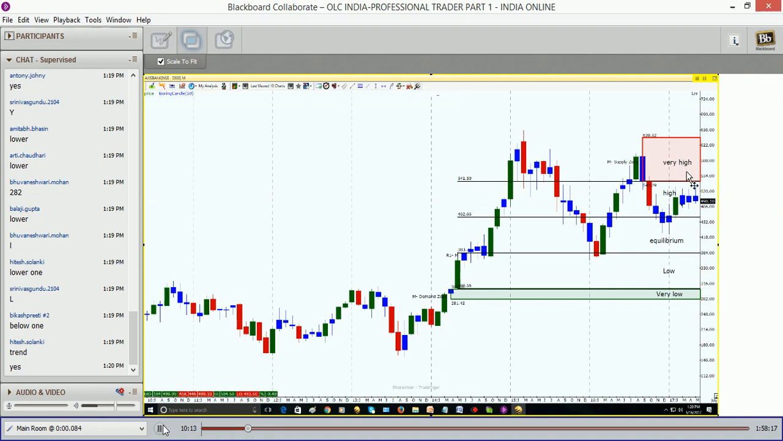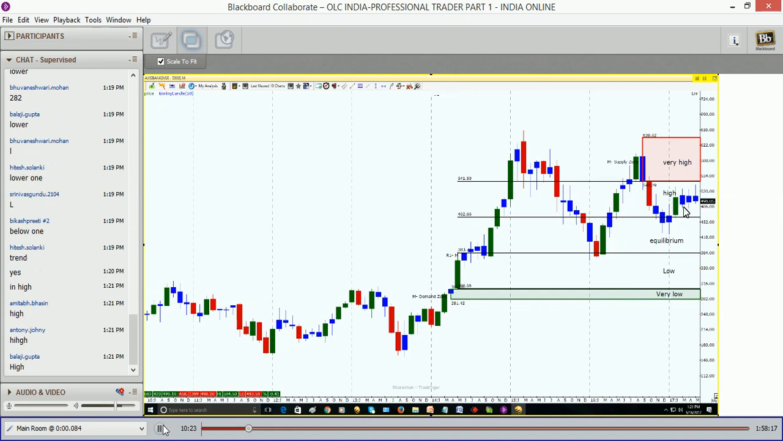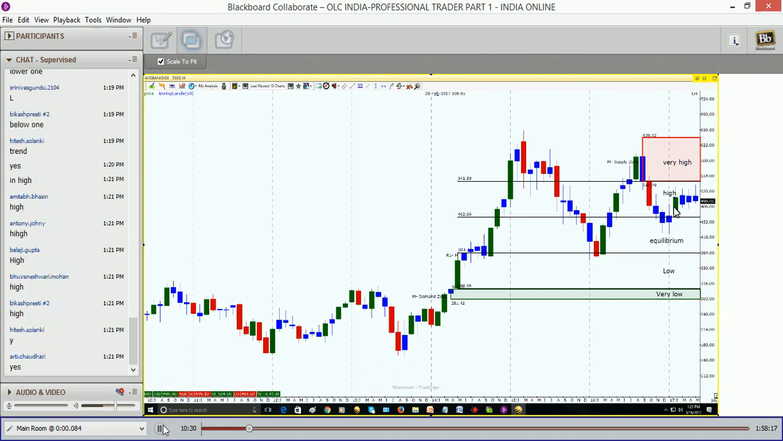Okay. Now, where is my current market price, friends? My current market price is which portion of my location? We are at the higher end of the curve. Would all of you agree with me? My current market price is on the higher end of the curve.